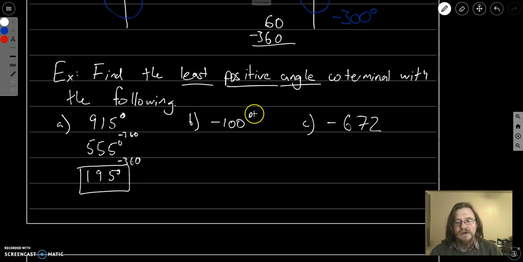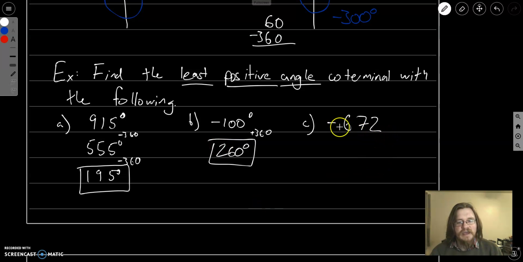Here I have negative 100. I want to find the least positive angle coterminal with this guy. I don't want to subtract 360 from this. I'll just get another negative angle. So what I'll do is I'll add 360 to that. And negative 100 plus 360, this is going to be 260 degrees. And I'm already positive, so I can just stop there.